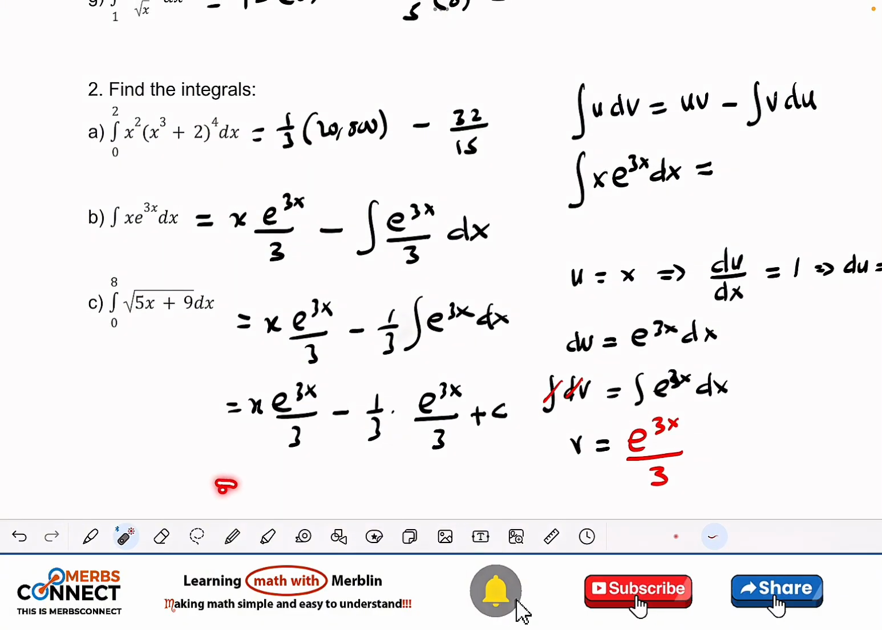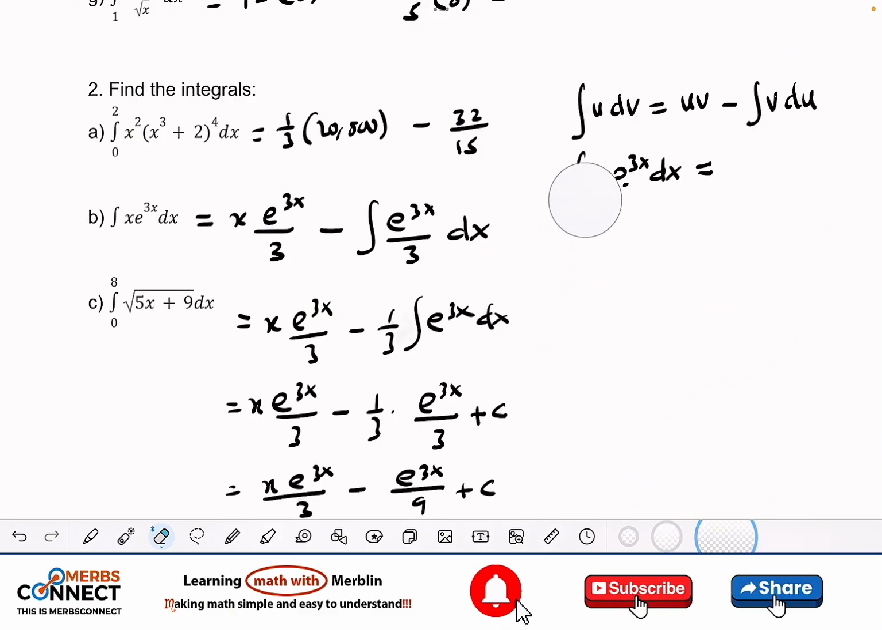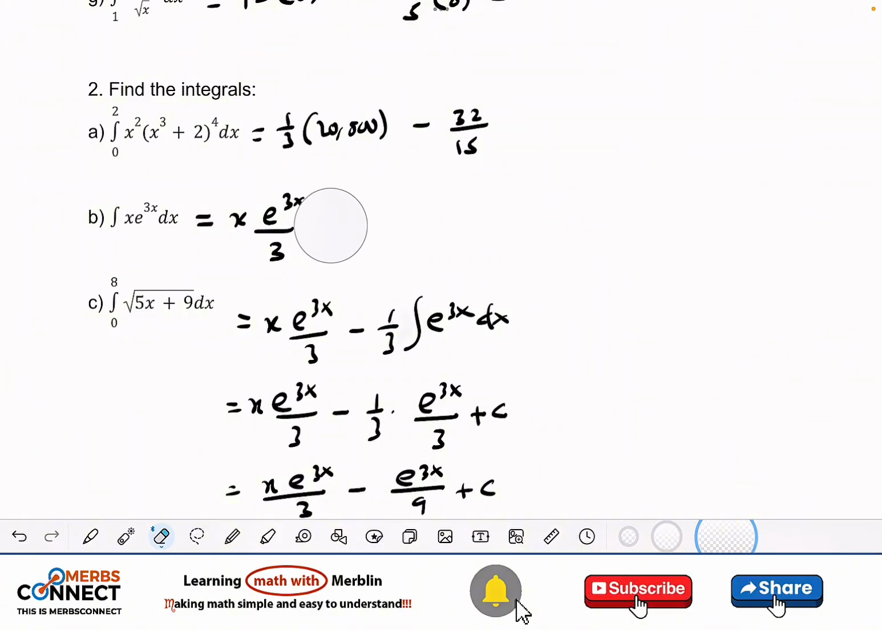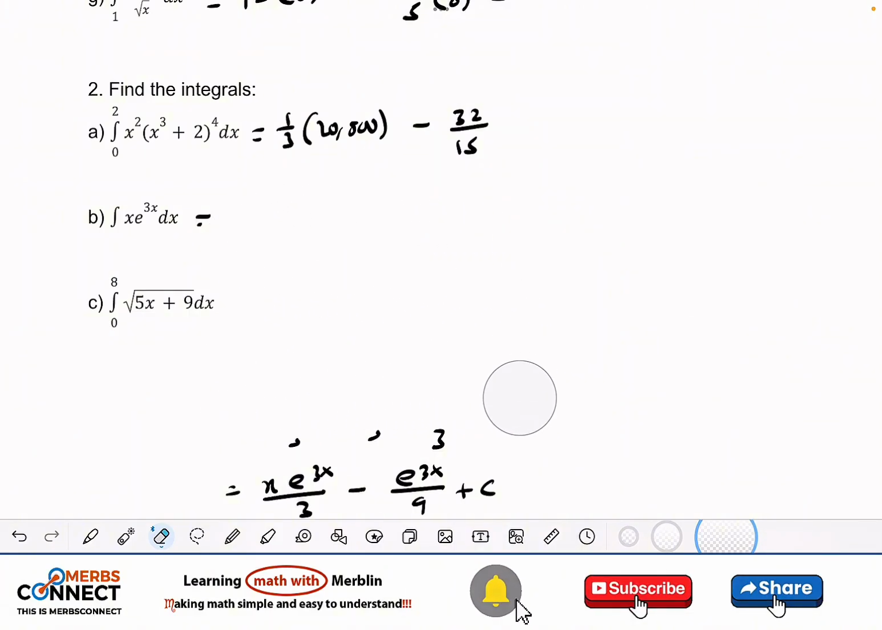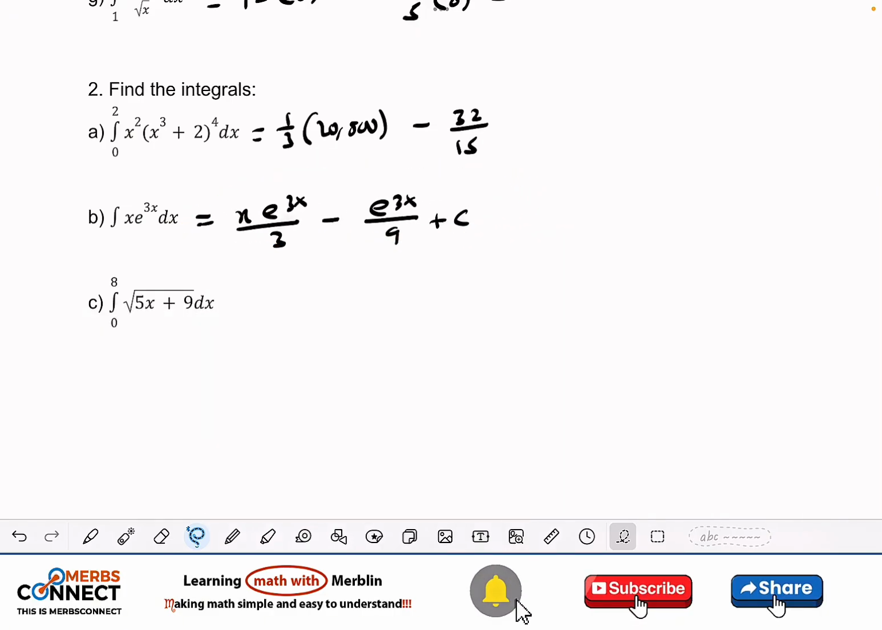And if I want to do my final simplification, I'm going to have x e to the power 3x divided by 3 minus e to the power 3x divided by 9 plus c. This is a lot of hard work, I know, but I think it's also nice. This is what you're going to get at the end of everything that we are doing here. Good. Now let's look at this one too.